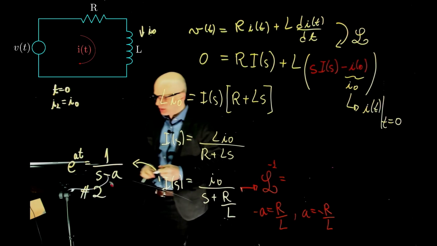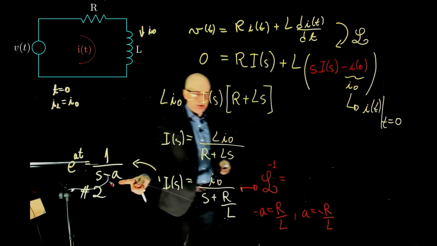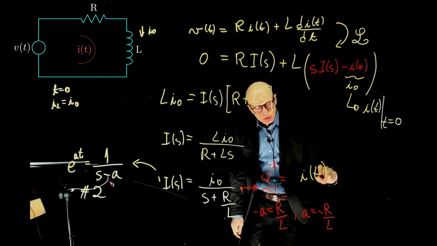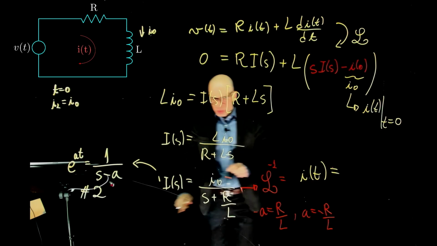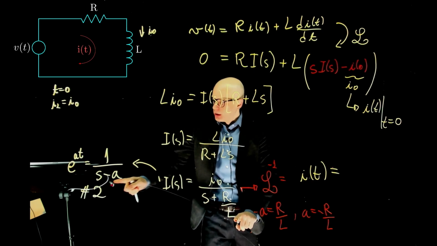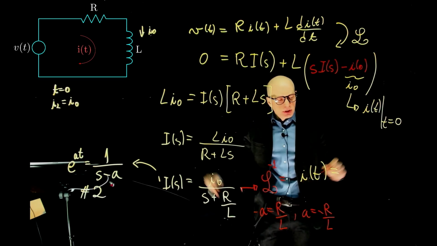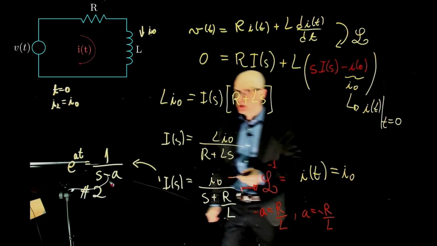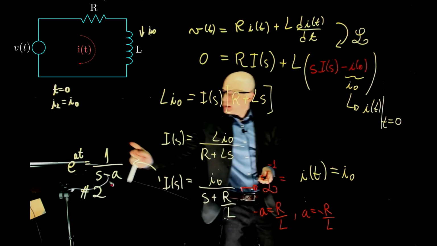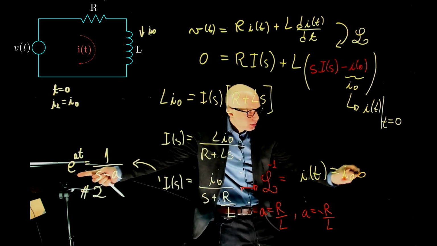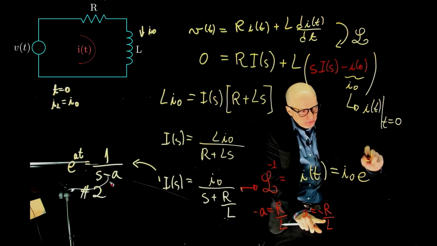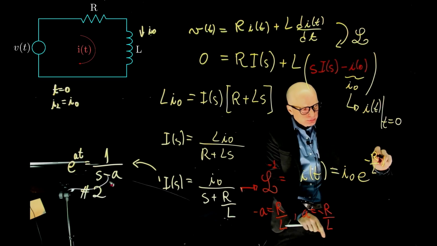What is the inverse Laplace now? Well, if you look at this, this was I of S. Now it becomes I of t. And we have identified A. A is negative R over L. I0 is a constant, so we only take the inverse Laplace that is the same constant. And this part becomes exponential of negative A times t, where A is negative R over L, so e to the negative R over L times t.